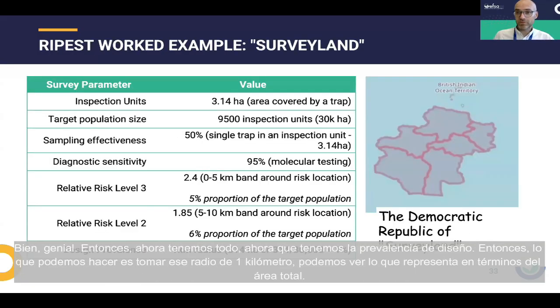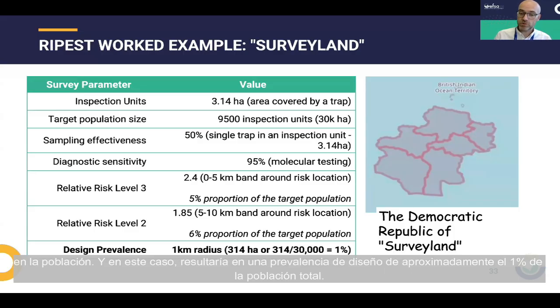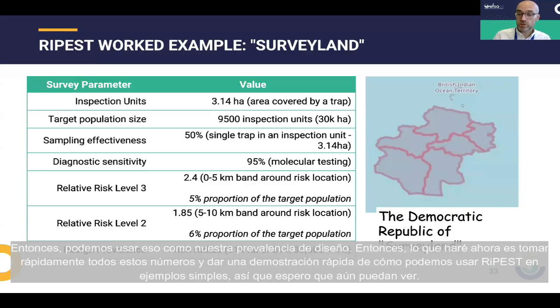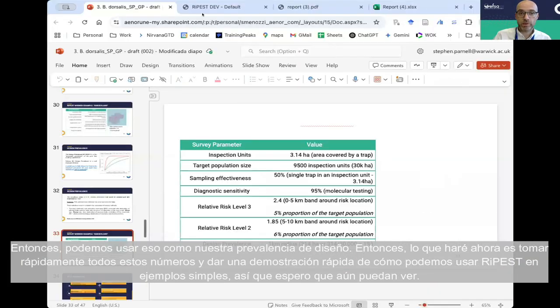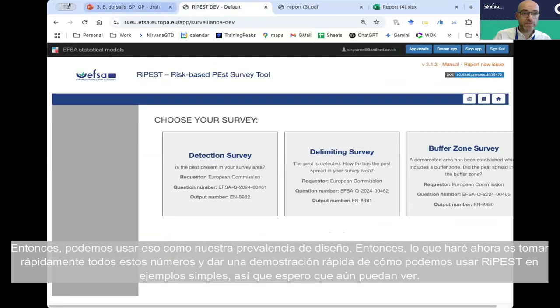Okay, great. So now we have everything, now that we have the design prevalence. What we can do is take that 1 kilometer radius and look at what that represents in terms of the total area in the population. In this case it would work out as a design prevalence of about 1% of the total population. So we can use that as our design prevalence. Now I'll very quickly take all these numbers and give a quick demonstration of how we can use RIPEST in a simple example.